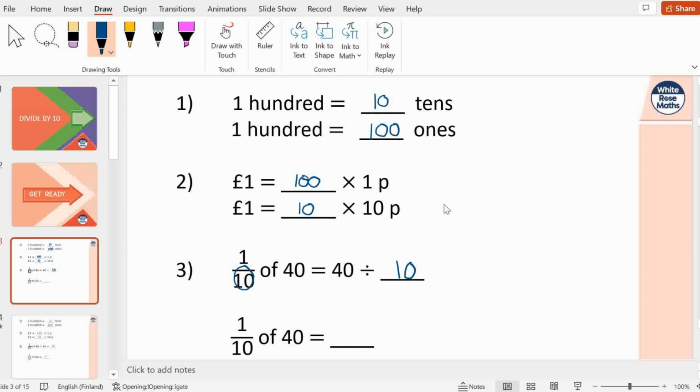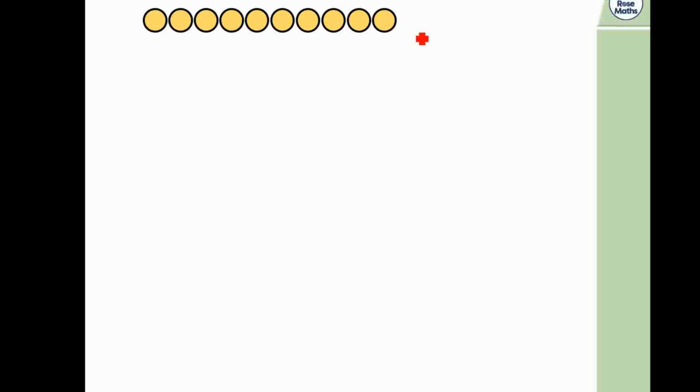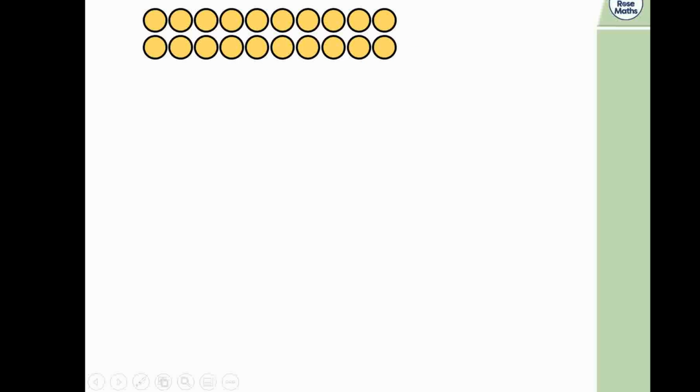Okay, so this equals 10. 1/10 of 40. So, okay, we've done how to work it out. It's 40 divided by 10. What is the answer, 40 divided by 10? How many times does 10 go into 40? 4. Yeah? Okay, because 10 plus 10 plus 10 plus 10 equals 40. In one row, there are how many counters? 10.